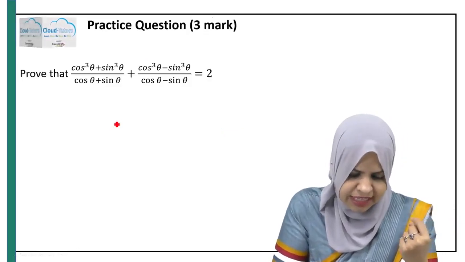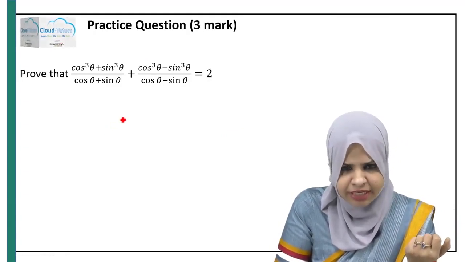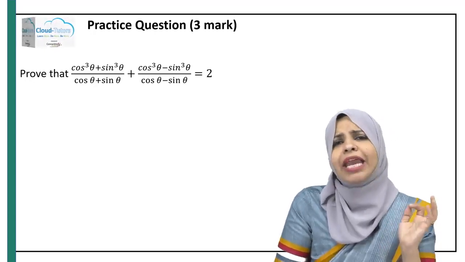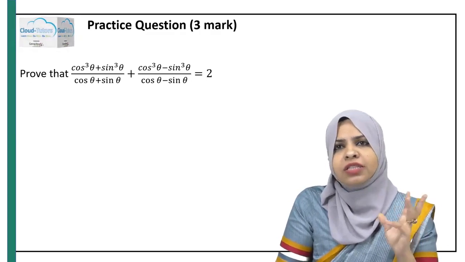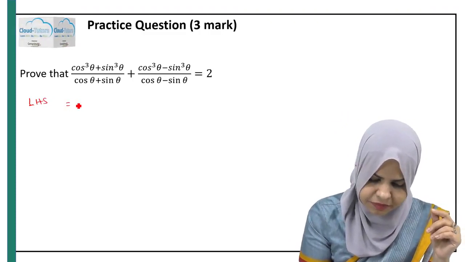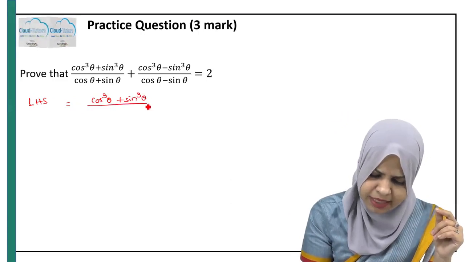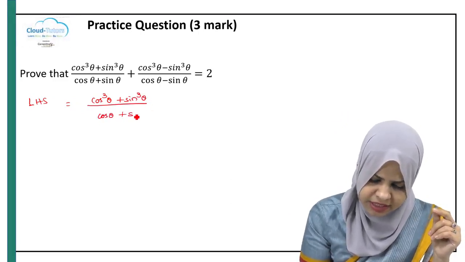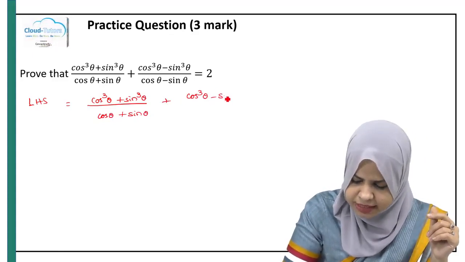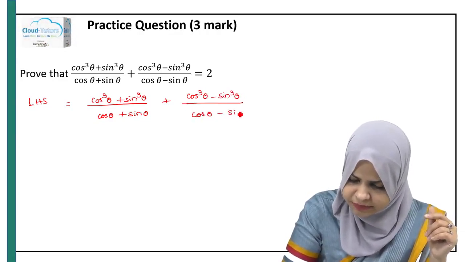Cos cube theta plus sin cube theta by cos theta plus sin theta, plus cos cube theta minus sin cube theta by cos theta minus sin theta, is equal to 2. It's very much similar to the previous question. On the same lines, let's get started, considering my LHS first. So, LHS is cos cube theta plus sin cube theta by cos theta plus sin theta, plus cos cube theta minus sin cube theta by cos theta minus sin theta.